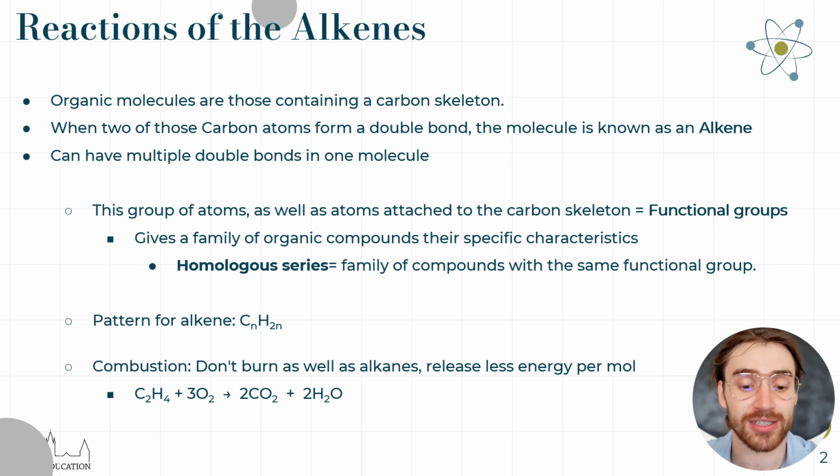Now, a homologous series is a family of compounds with the same functional groups, and if they have the same functional groups, they're going to have the same properties. So we know that the pattern for an alkene is CnH2n. Nice and easy. And we call them unsaturated hydrocarbons because they don't have the full number of hydrogens for the carbon skeleton. When it comes to the combustion of these alkenes, it's going to be complete if it has enough oxygen, and this is going to give us CO2 plus H2O, just like the combustion of an alkane.